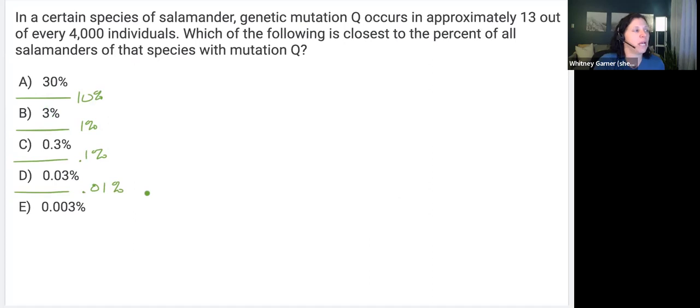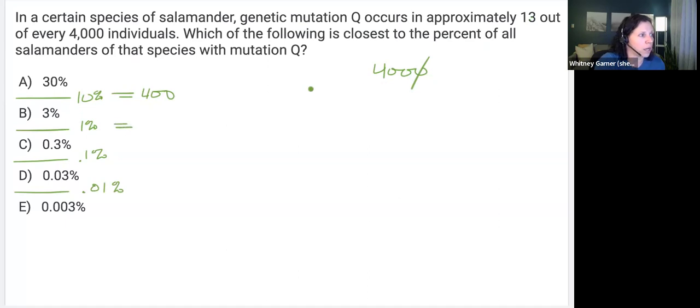Okay, so here's what I know. I know that in a certain species of salamander, this mutation occurs in 13 out of 4,000. And they want me to try and assess, like, what percent is 13 out of 4,000? Well, I'm going to use this numbering. So if I've got 4,000 individuals, salamander individuals, 10% would knock 1 0 off. That would be 400 salamanders. Too many.